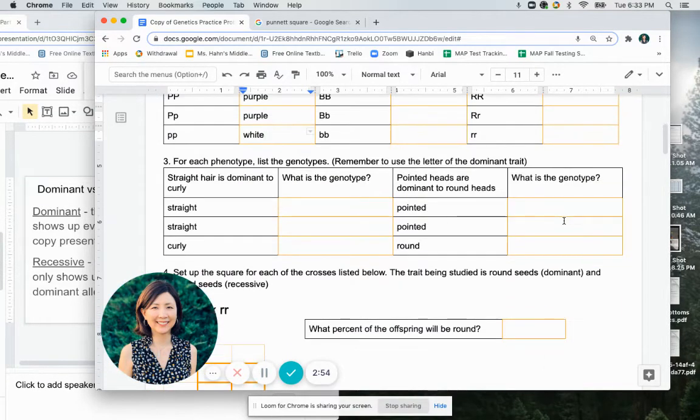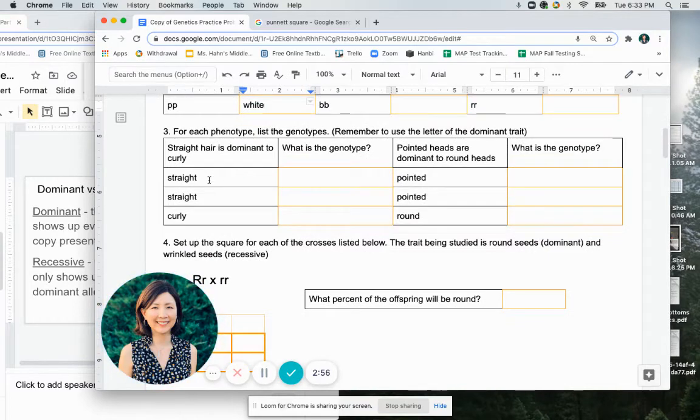Okay, this next section is just the opposite. They give you the phenotype, and now you need to put the genotypes. So it says, remember to use the letter of the dominant trait. So it tells you that straight hair is dominant to curly. So that means you're going to use the letter for straight hair. So let's go ahead and make straight hair big S. And then we'll say curly is going to be small s.